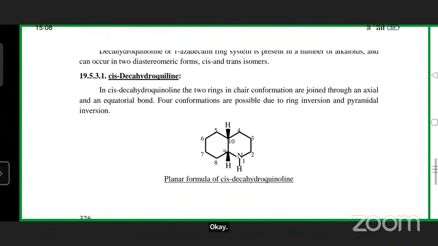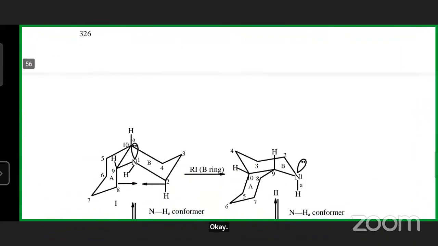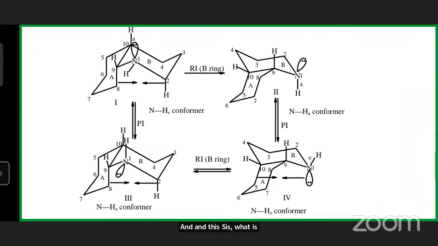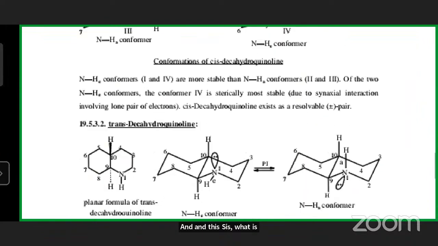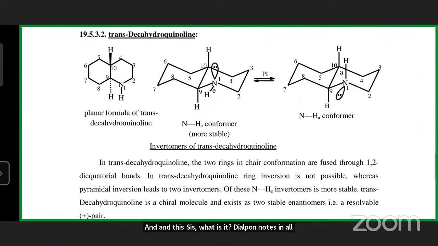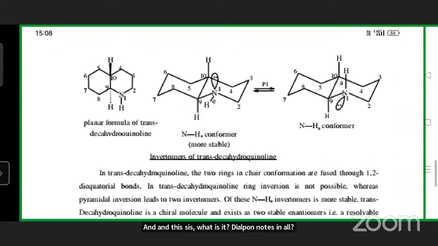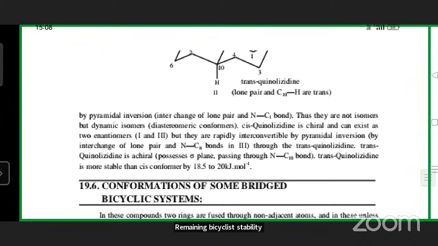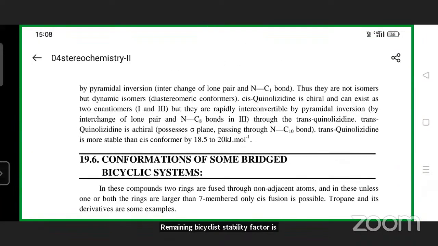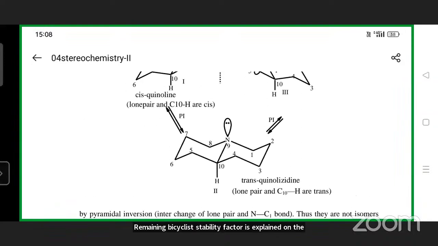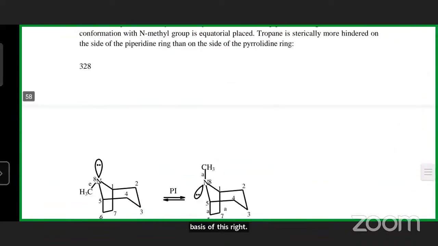In all the remaining bicyclic compounds, the stability factor is explained on the basis of steric factors and gauche interactions, all these things.